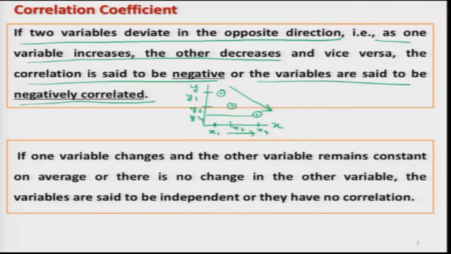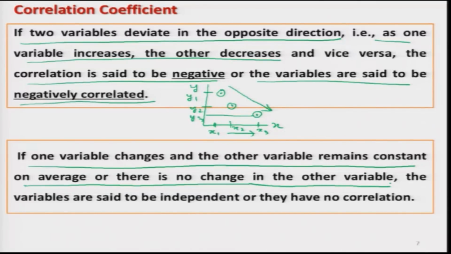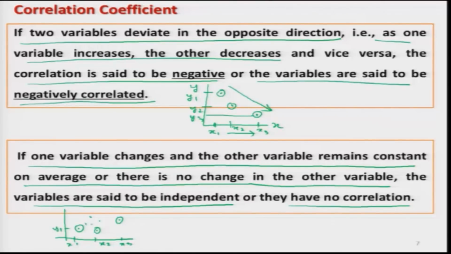Similarly, if there are two variables and one variable changes while the other variable remains constant on average, or there is very small change or no change in the other variable, then the variables are said to be independent, or they have no correlation. For example, I take the value x1, and this value comes out to be y1 somewhere here, then I take x2 and this value comes out to be y2, then x3 and this value comes out to be here, and so on, we have some more values.